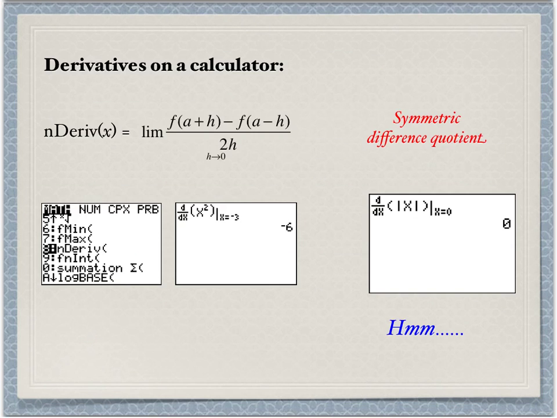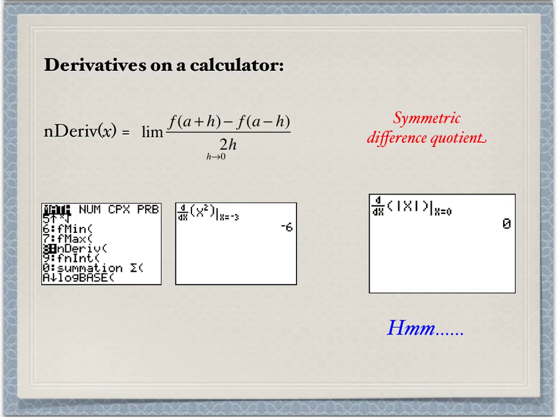Now, let's take a look at how we might find some derivatives on our calculator. You'll make use of these methods quite frequently. This first one maybe not so much. This is called the numerical derivative. And notice the definition of this, how this is calculated. This is called a symmetric difference quotient.